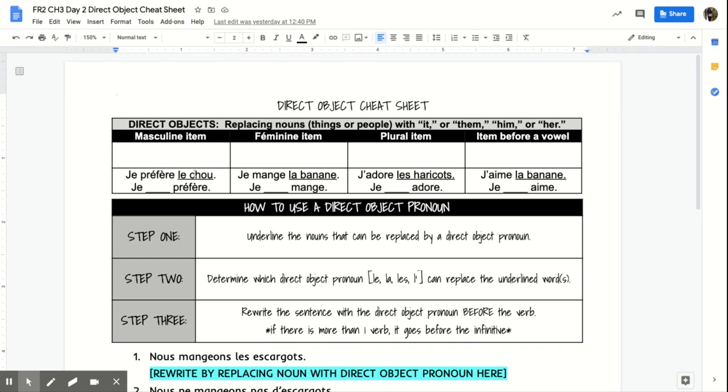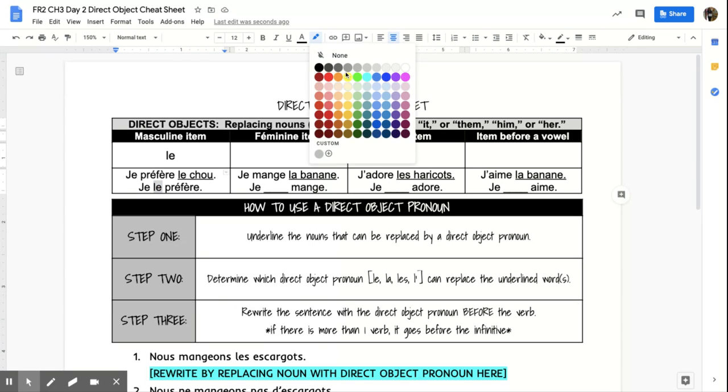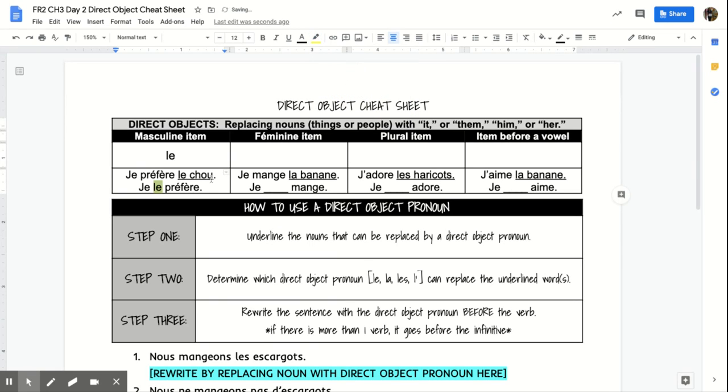So in French, it is super easy. So let's look at this example. Je préfère le chou. I prefer cabbage. So cabbage is the noun that we can replace. And if it's, look, le is a masculine noun, we replace that entire le chou with le, and then we put it before the verb. I'm just going to highlight that so you can see it easier. So now, instead of je préfère le chou, we have je le préfère.